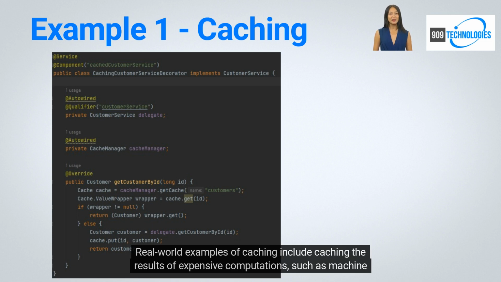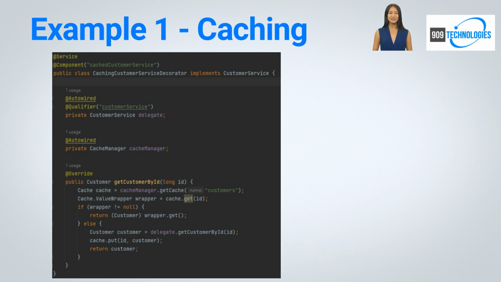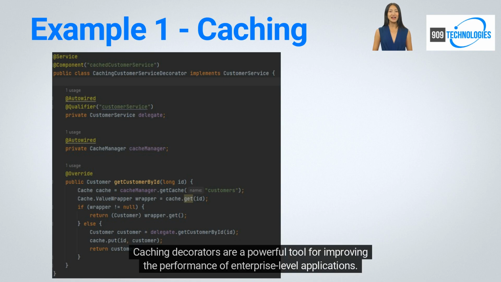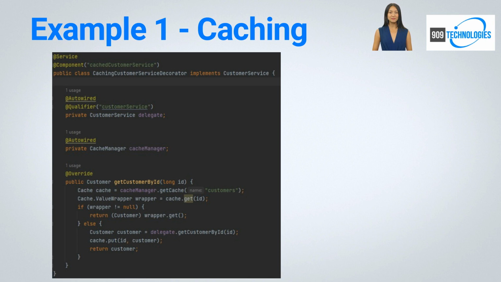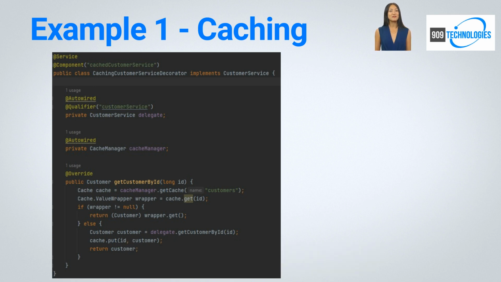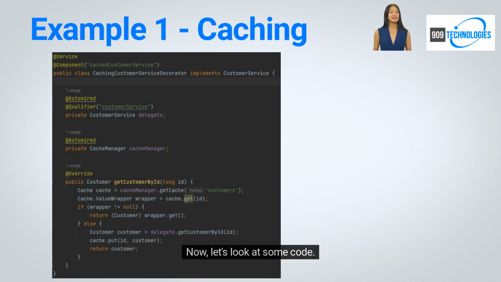Real-world examples of caching include caching the results of expensive computations, such as machine learning models or complex algorithms, to improve performance. Another example is caching the results of web service calls to reduce network latency and improve the user experience. Caching decorators are a powerful tool for improving the performance of enterprise-level applications. They work by caching the results of expensive operations, such as database calls, and returning the cached data instead of making new calls. Caching can greatly improve the performance of applications that are called frequently or deal with large amounts of data.